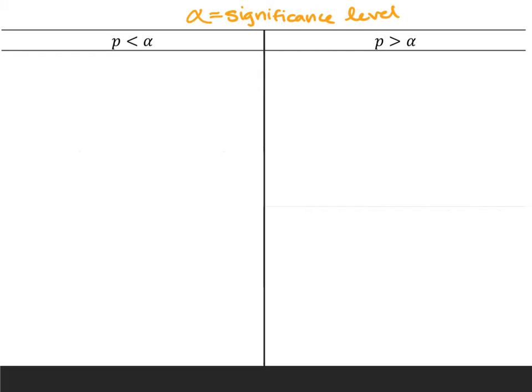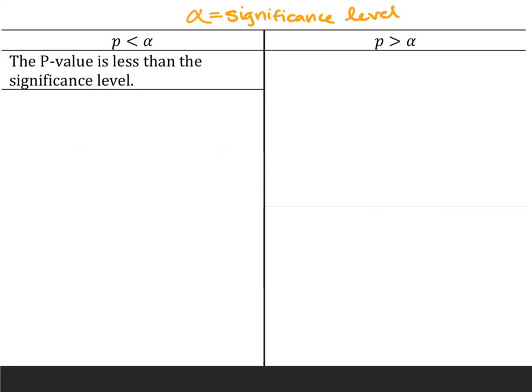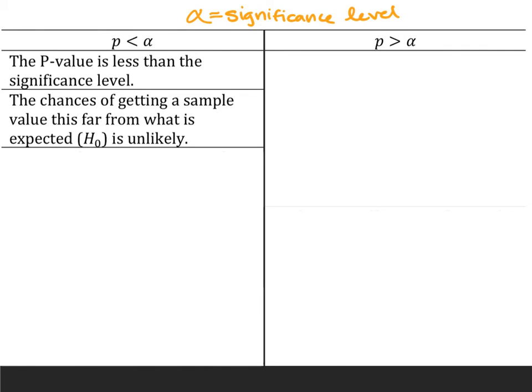So what does it mean when p is less than alpha? Well, first of all, what do those symbols change to? That means that the p-value is less than the significance level. So that's literally just the words for those symbols. And that's important because we need to be able to recognize what that symbol means, so that we can make the correct decision. The next thing that leads us to understand is that the chances of getting a sample value this far away from what is expected, which is our null hypothesis, is unlikely. We've found an unusual sample.